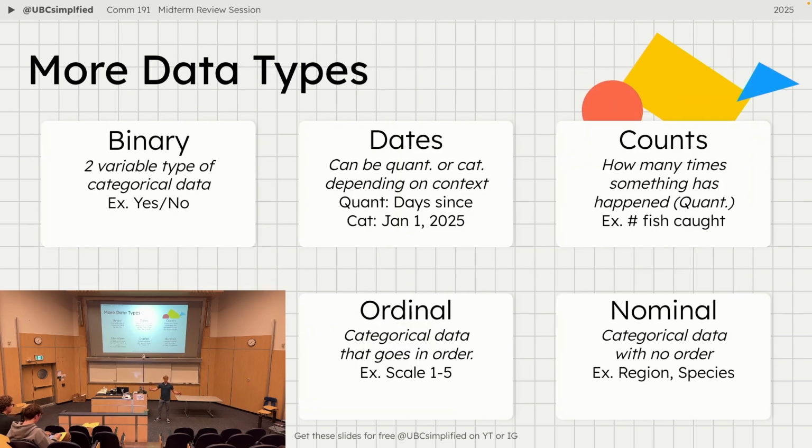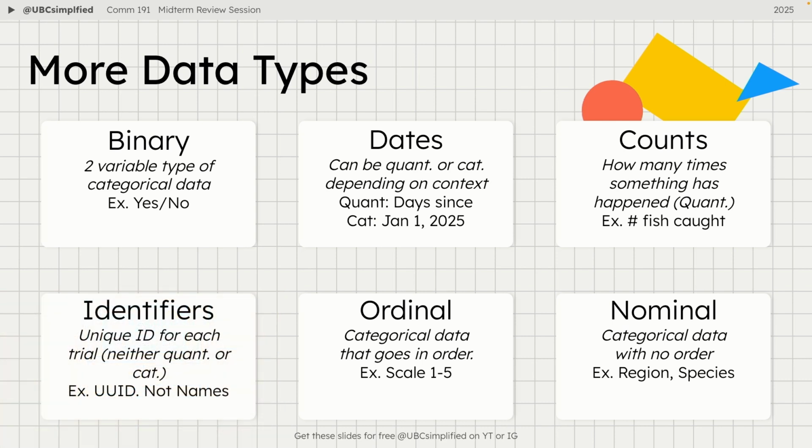There's a few other different types of data. These are more or less important. So the one thing to keep in mind is dates. They can be a mismatch of stuff. They can be strings. They can be categorical, or if it's a specific time period, it could be quantitative. You have counts, which is just counting how many times something has happened.